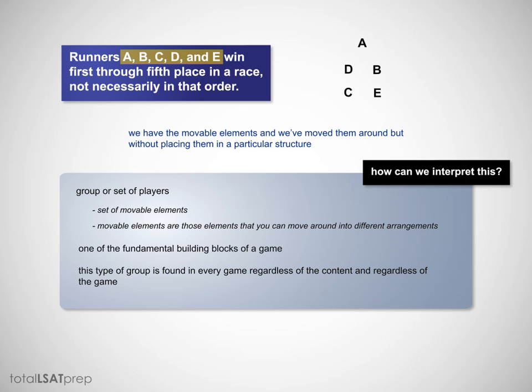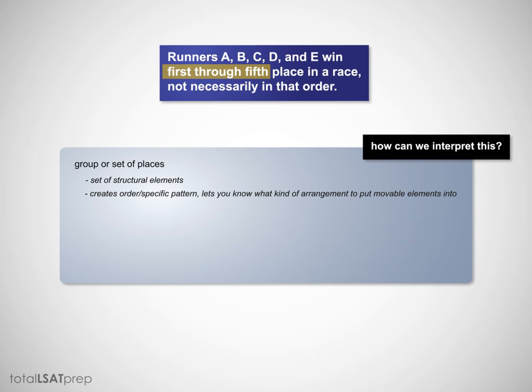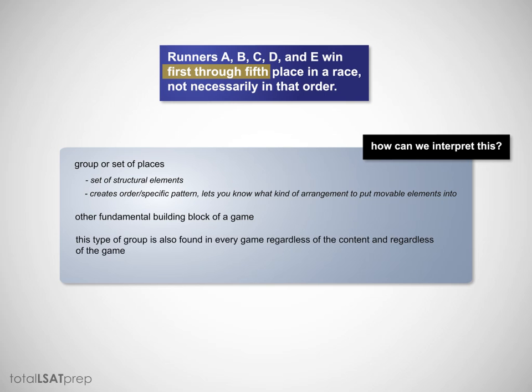Okay, so let's go back to our game, and now let's take a look at the second part that says first through fifth place. So how can we interpret that? Well, we can think of it as a group or a set of places, or a set of structural elements. These structural elements create order or a specific pattern and let you know what kind of arrangement to put the movable elements into. And this is the other fundamental building block of a game. And this type of group is also found in every game, regardless of the content of the game.